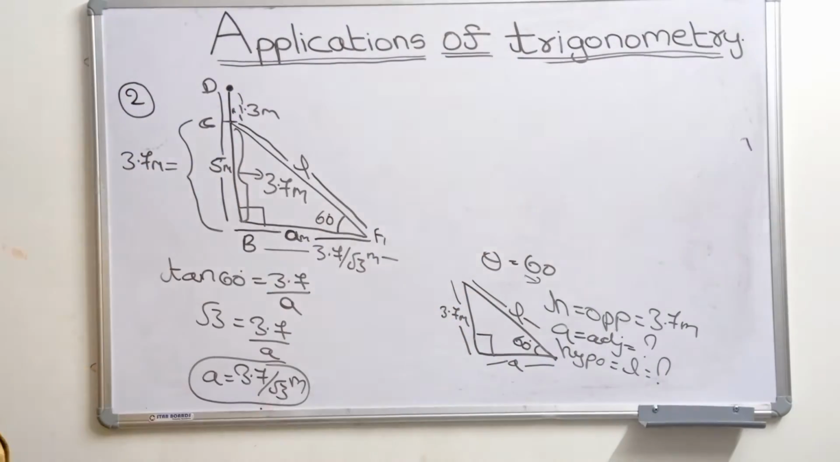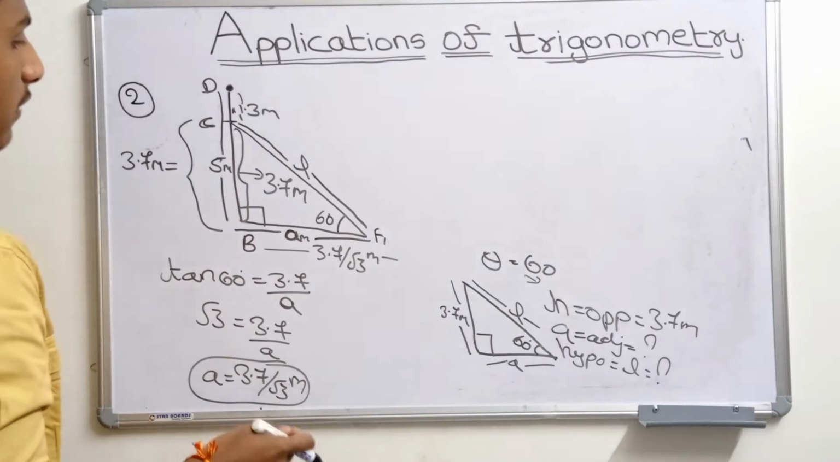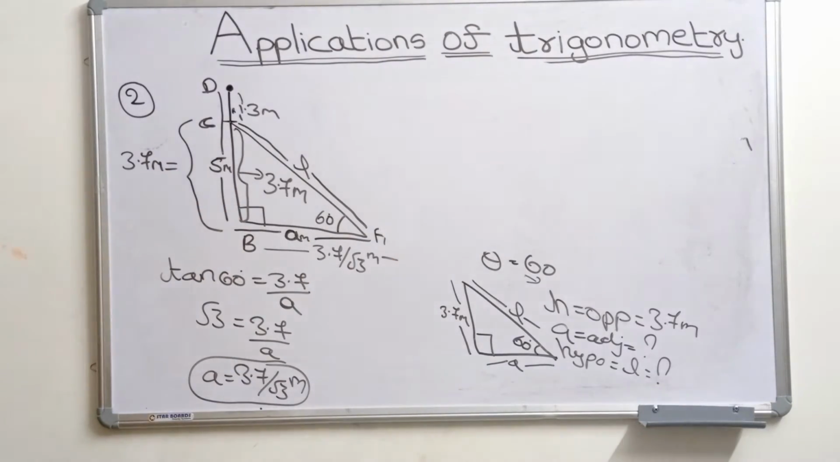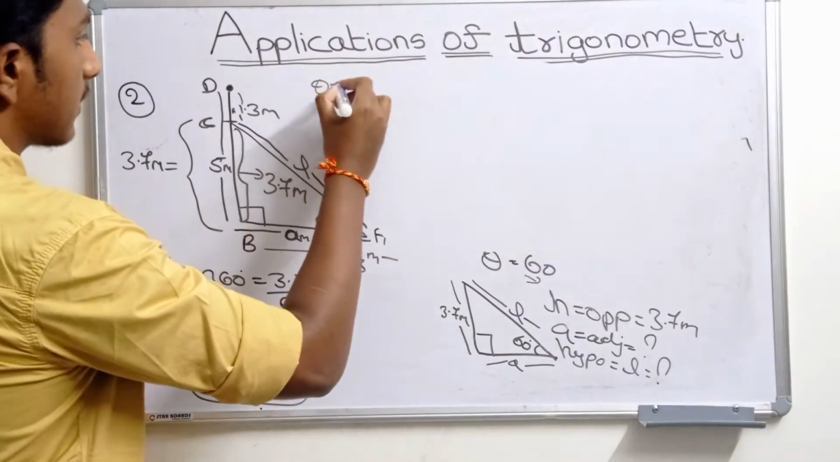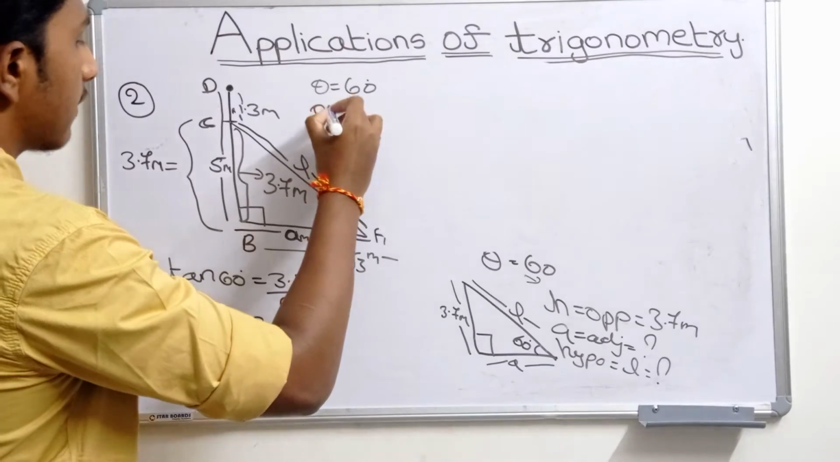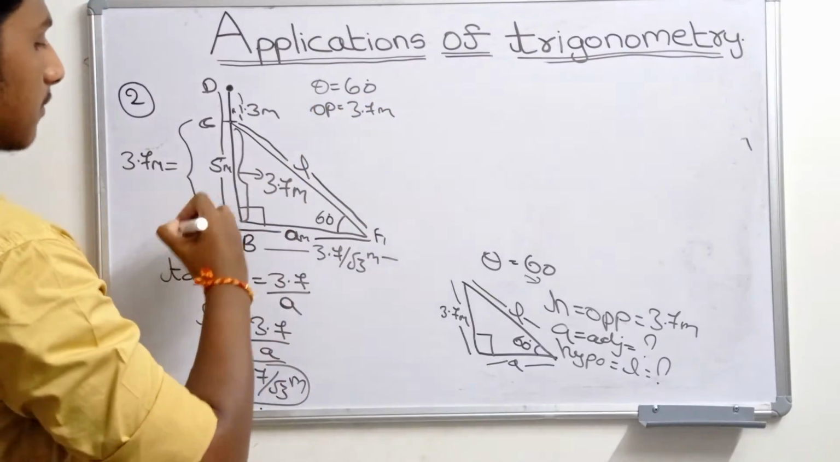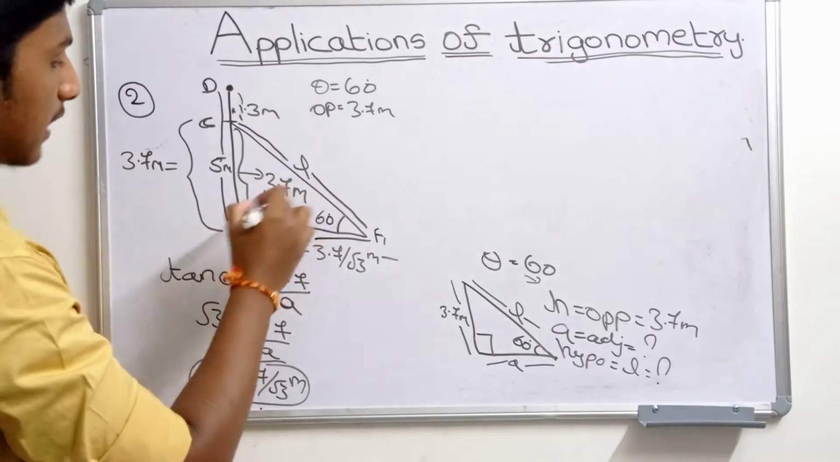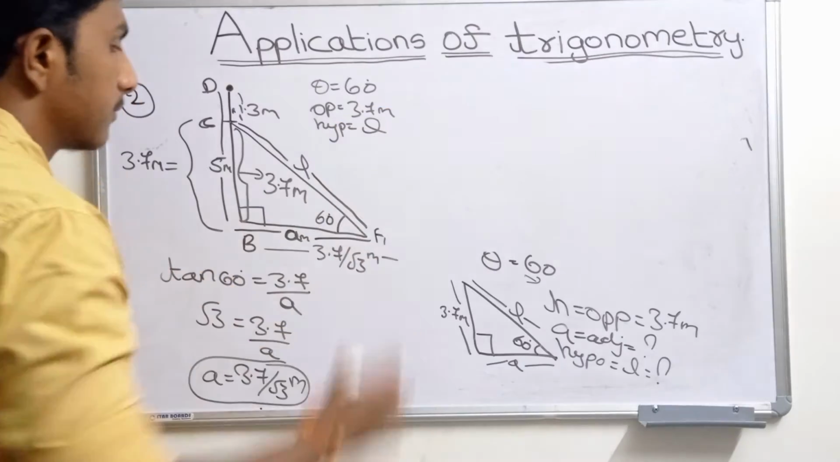So now we have to find the length of the ladder. So we have opposite and we have adjacent. So shall we go with sin theta? We have the value of theta equal to 60 degrees, and opposite is equal to 3.7 meters. We need the hypotenuse, so opposite by hypotenuse is equal to L.